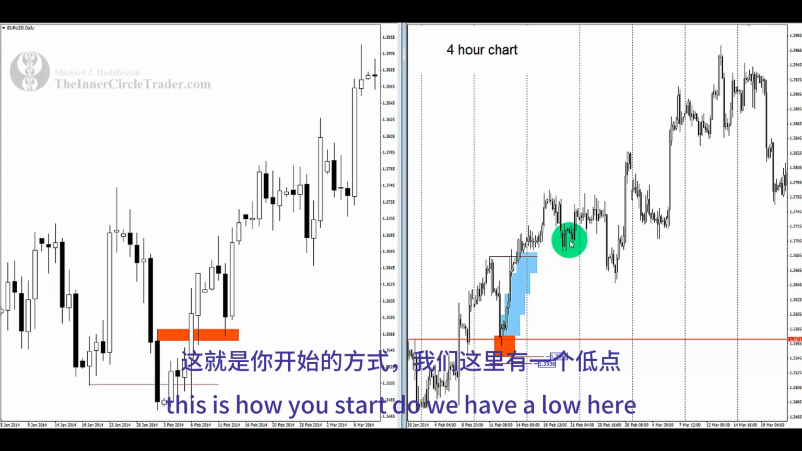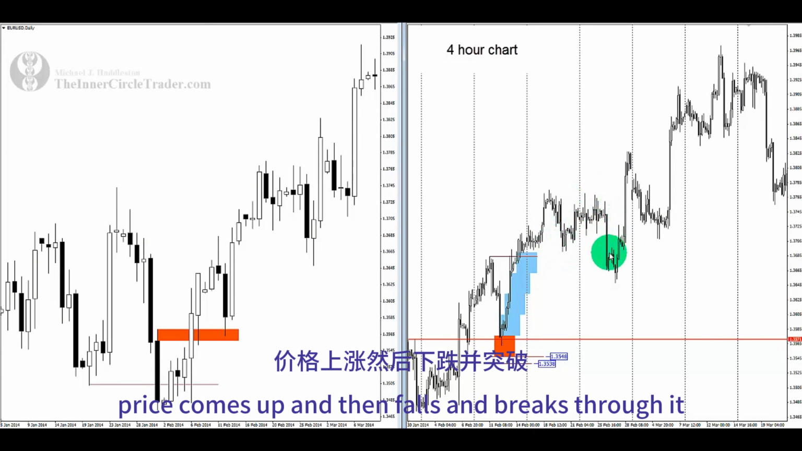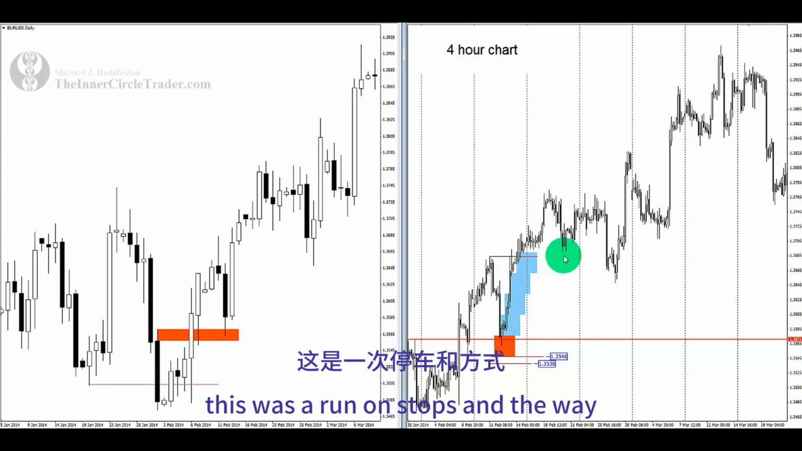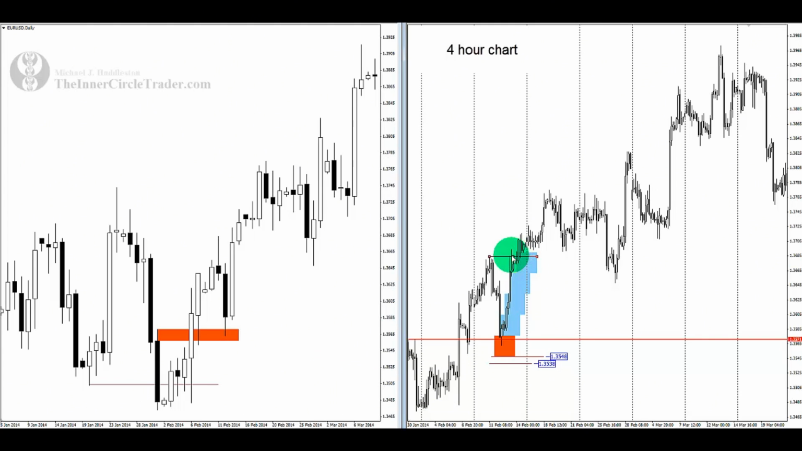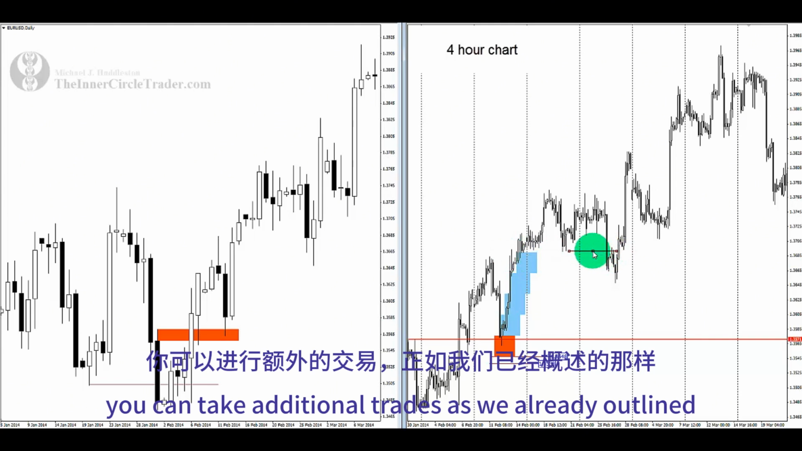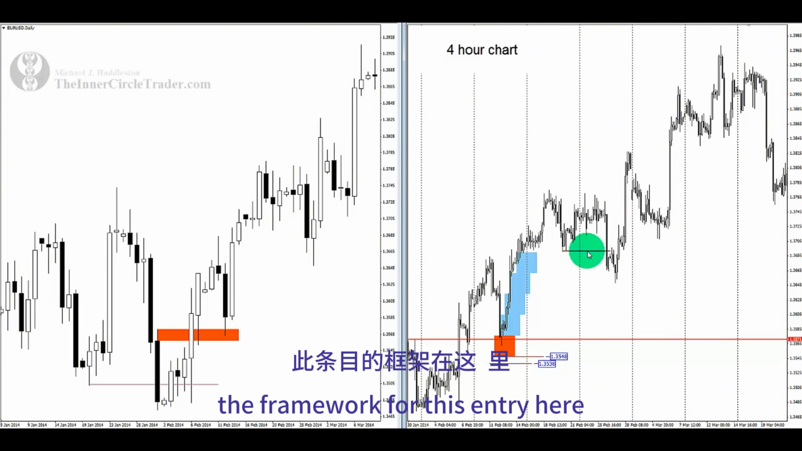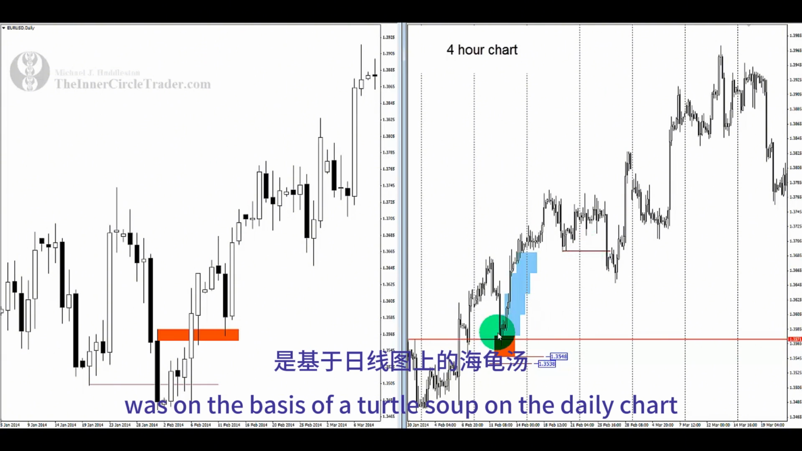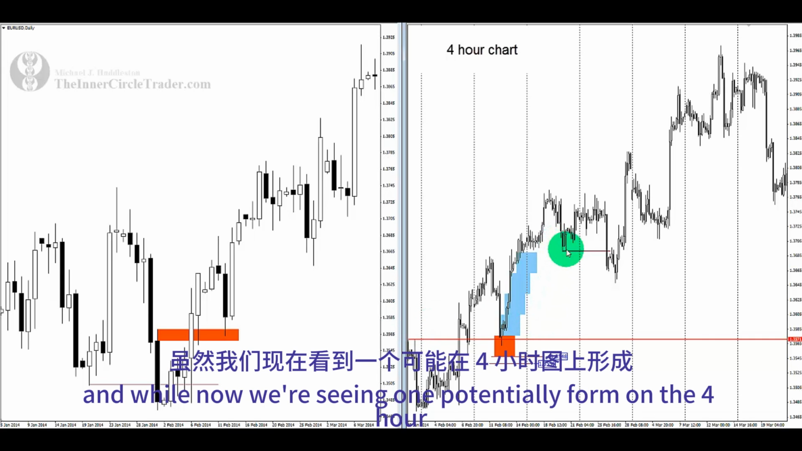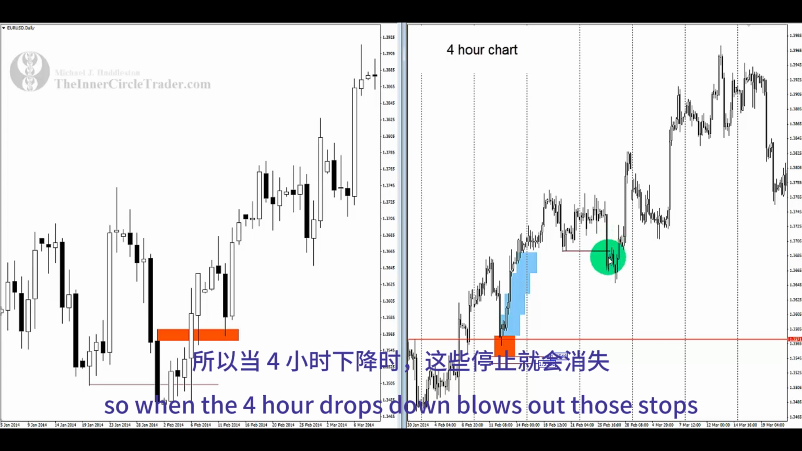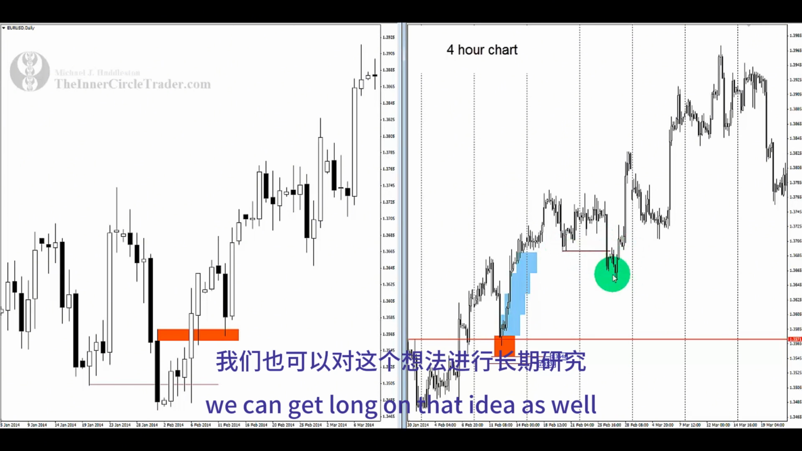We have a low here, price comes up and then falls and breaks through it. This was a run on stops, and the way you can take additional trades is, we already outlined the framework for this entry here was on the basis of a turtle soup on the daily chart. Well, now we're seeing one potentially form on the 4-hour. So when the 4-hour drops down, blows out those stops, we can get long on that idea as well.